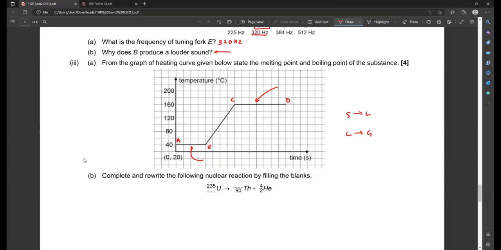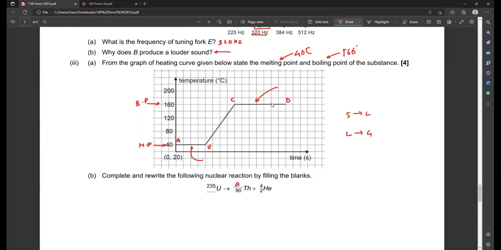So therefore, 40 will be the melting point, and 160 will be the boiling point. Okay, so you just have to identify that. So this will be 40 degrees Celsius. This will be 160 degrees Celsius. It's only that, which will give you one mark each, that is 2 marks.